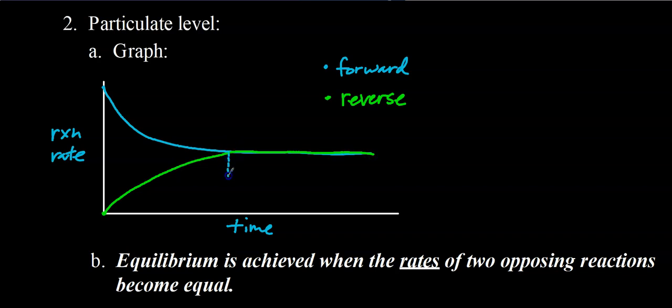So right here, what's going on? What do you notice? We have equal rates. We say the system has reached equilibrium. So be careful: equilibrium does not mean equal amounts. Equilibrium means equal rates.